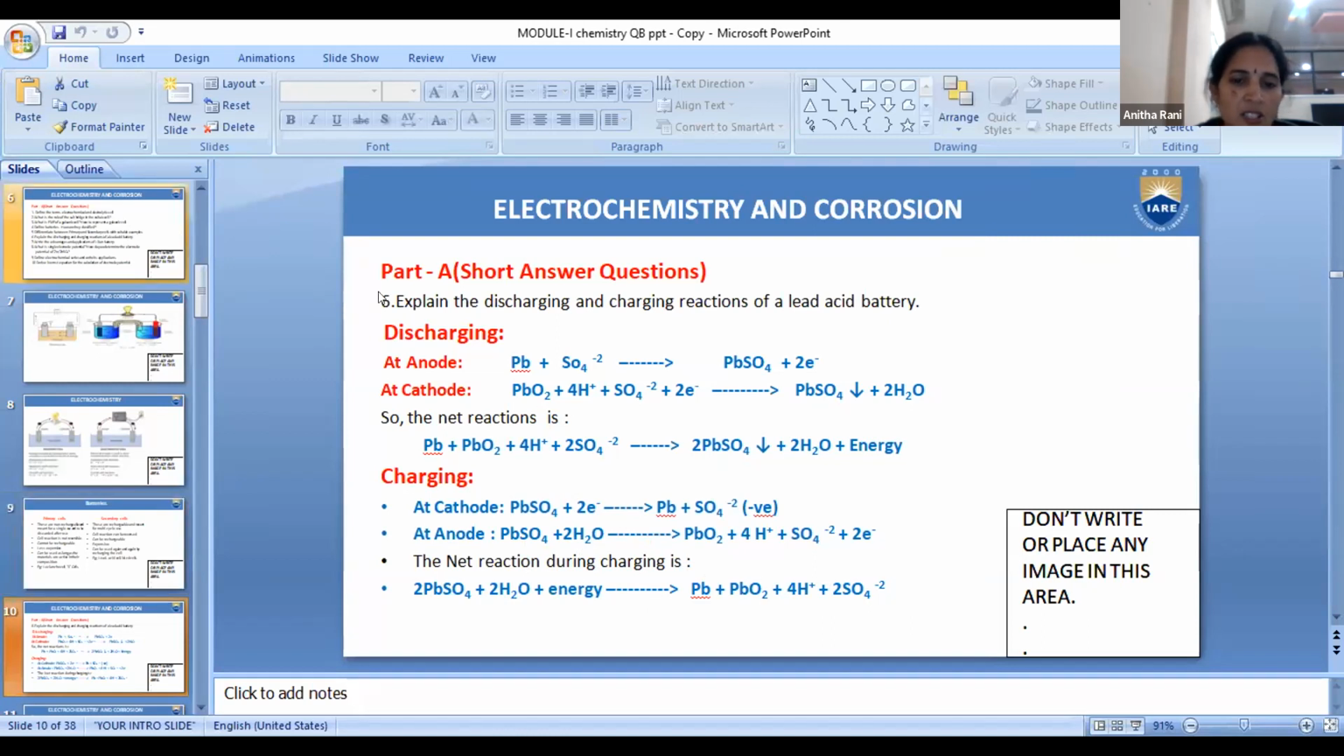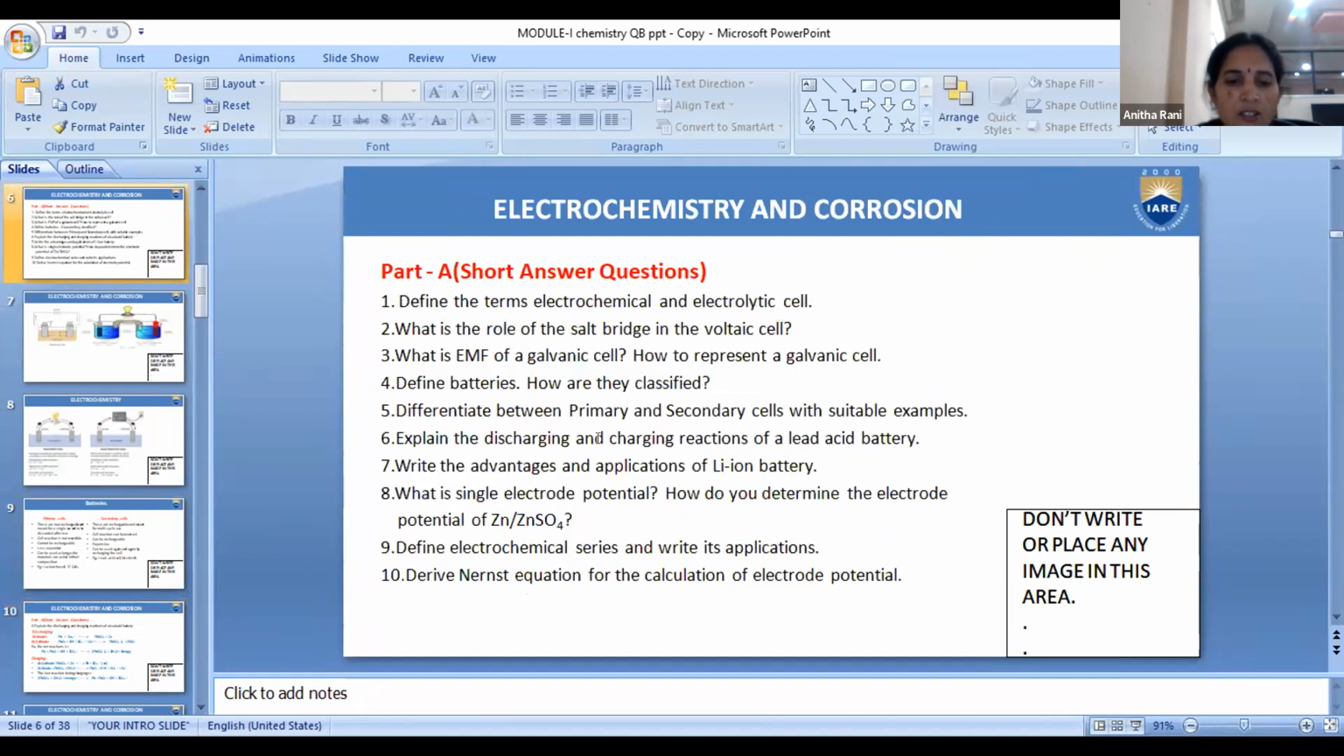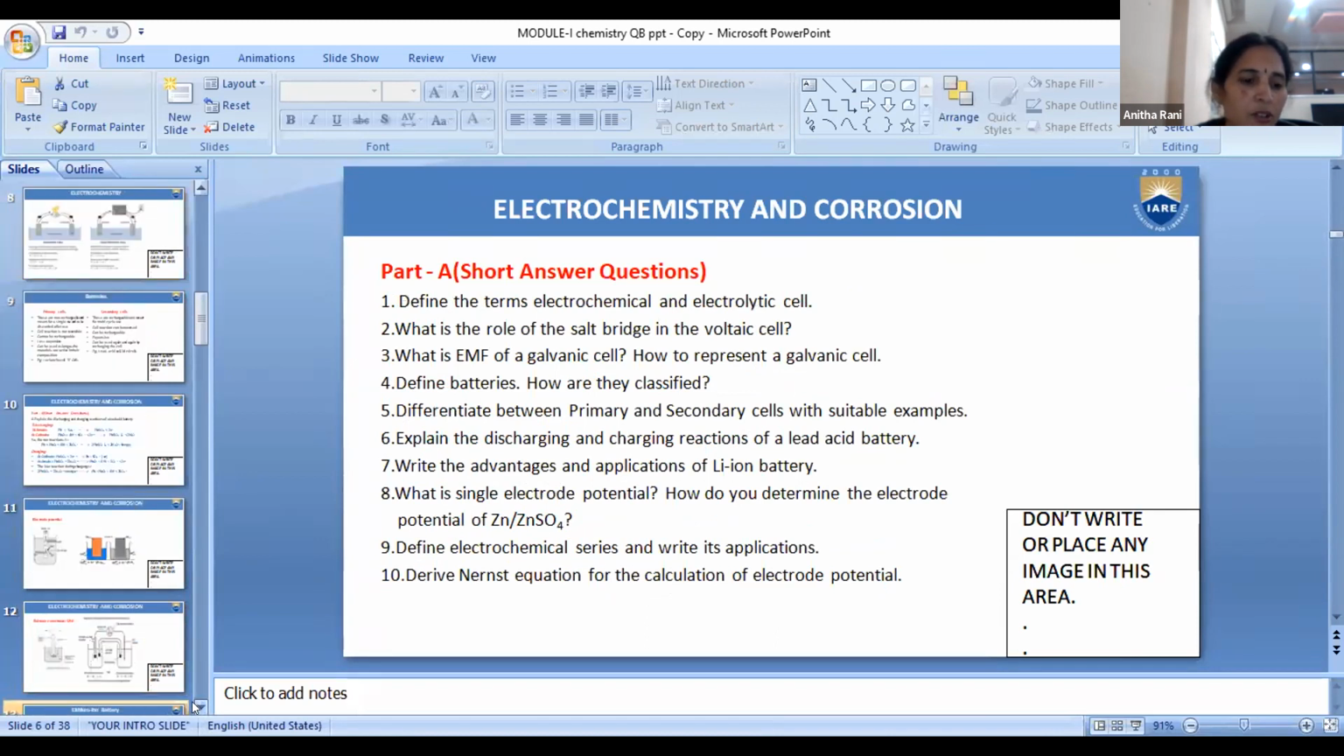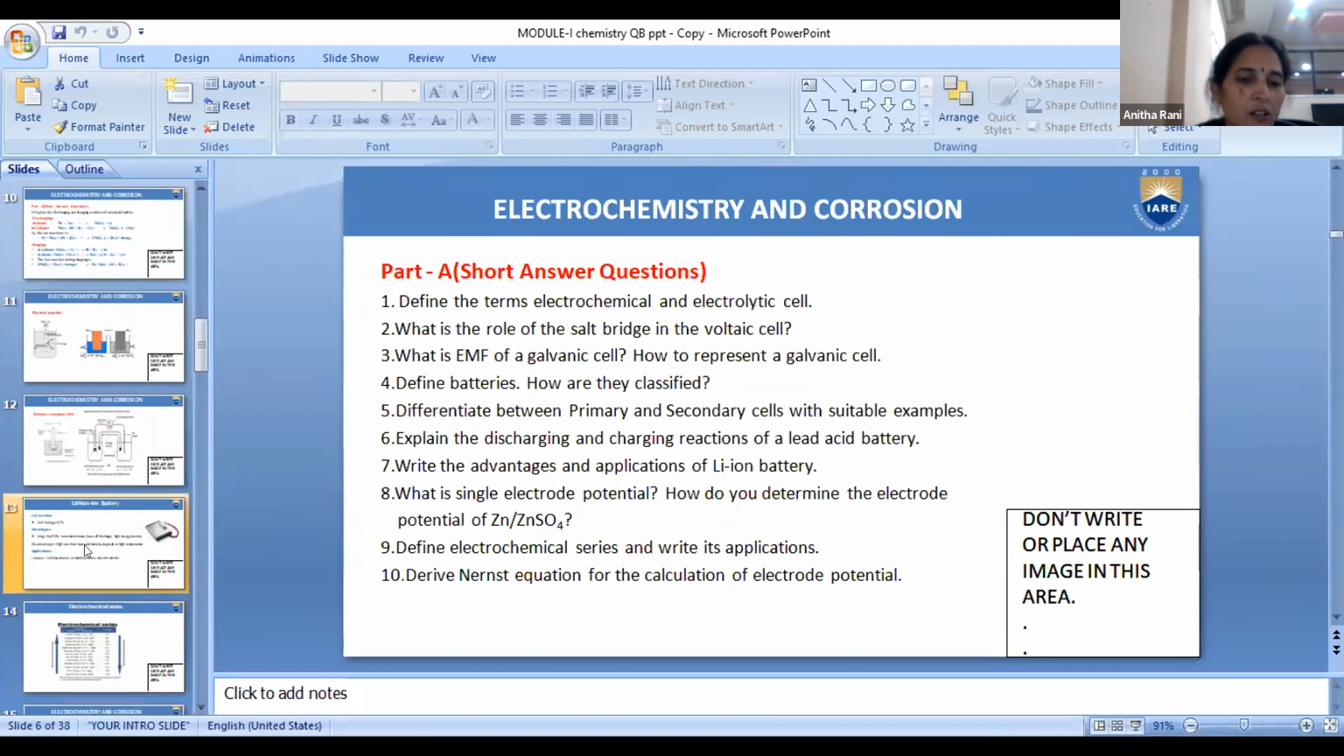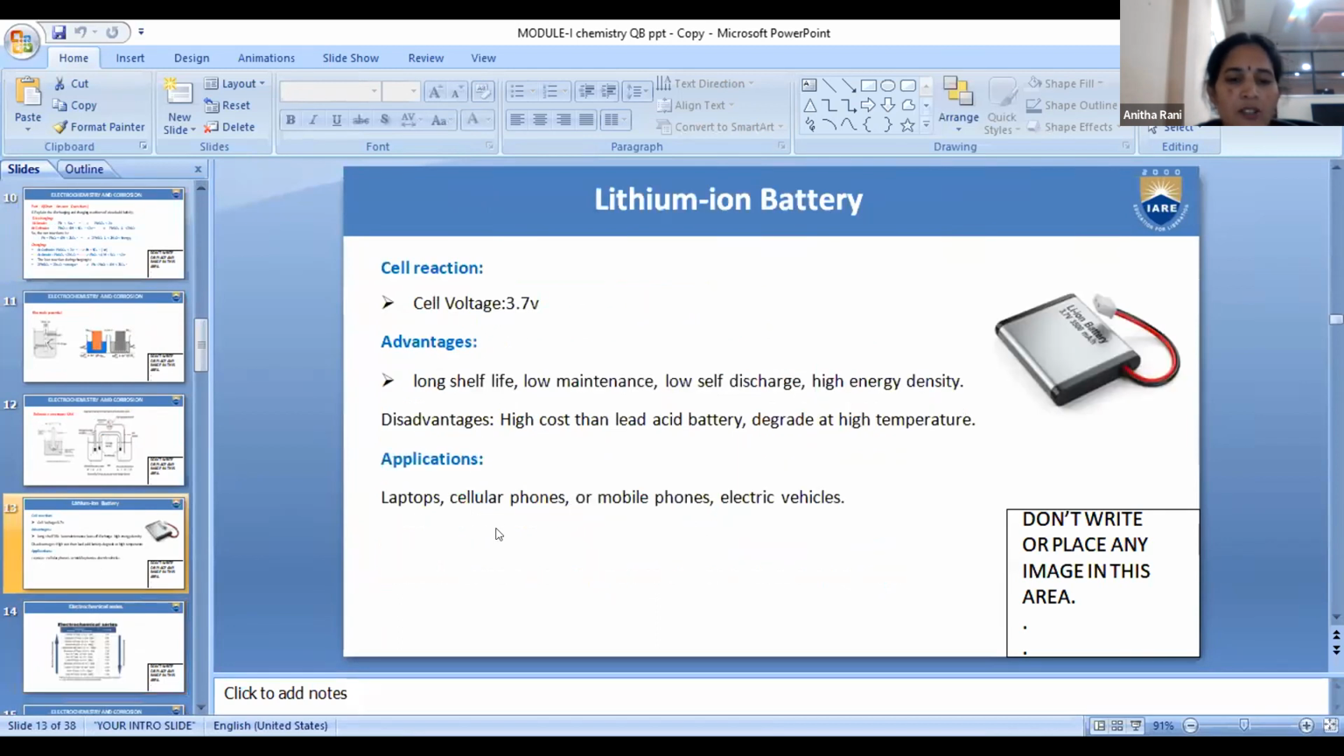So these reactions, the discharging reaction and the charging reaction, you have to write. And write the advantages and applications of lithium ion battery. What are the advantages of lithium ion battery, and the applications?